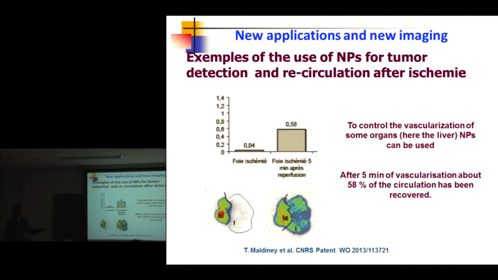We also look at recirculation and ischemia. This is a good example of the use of nanoparticles. This is a liver, and you can see the shape of the liver, and we cut the circulation of half of the liver. We prevent the circulation of blood in this part of the liver, and then we apply some pressure. And then again, we look at the recirculation.